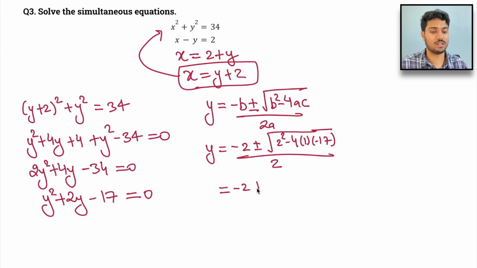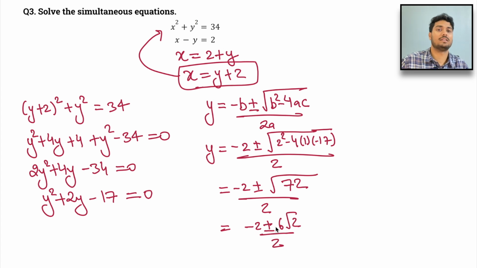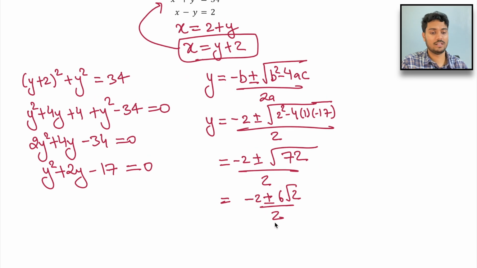So minus 2 plus minus under root of, this is going to be 2 square plus 4 into 17, and the answer is 72, and then whole divided by 2. So under root of 72 is 6 root 2. So we have minus 2 plus minus 6 root 2 divided by 2. We can clearly see that we have 2 as a common factor in LHS and RHS.